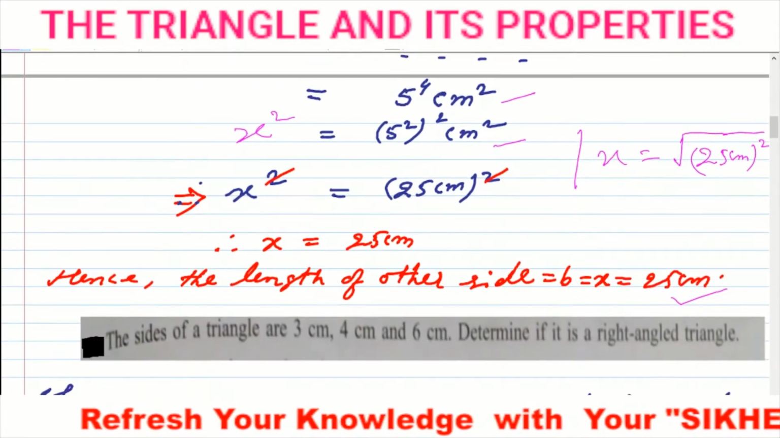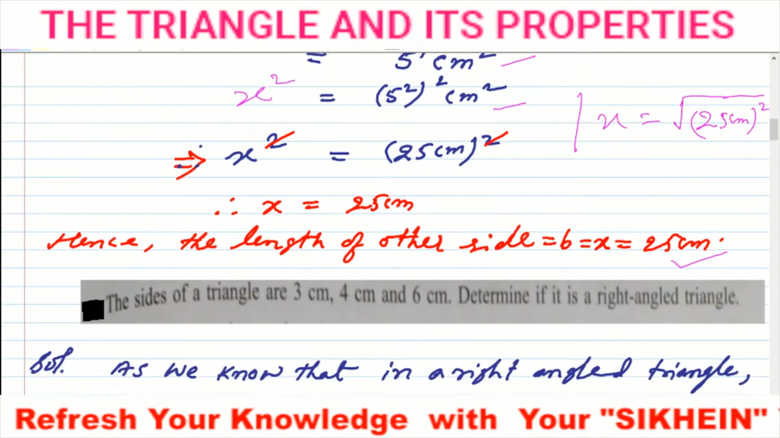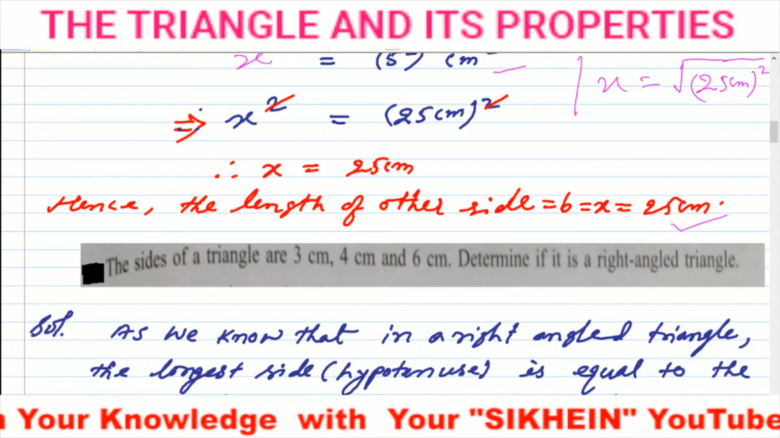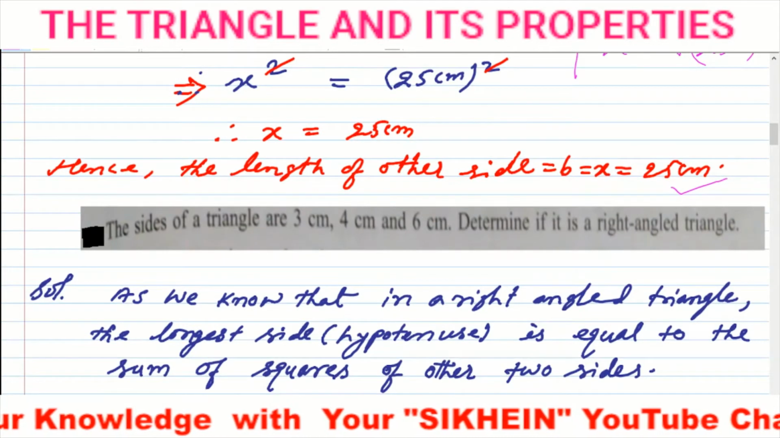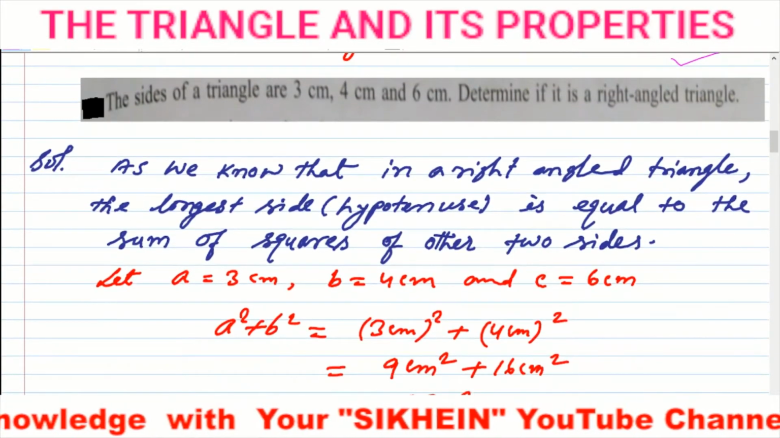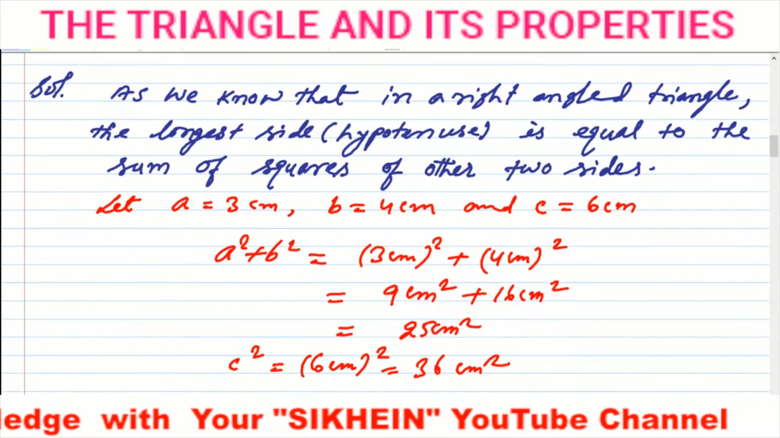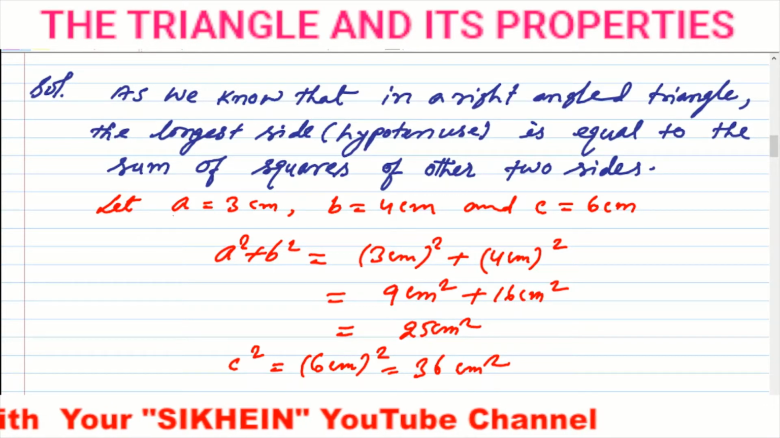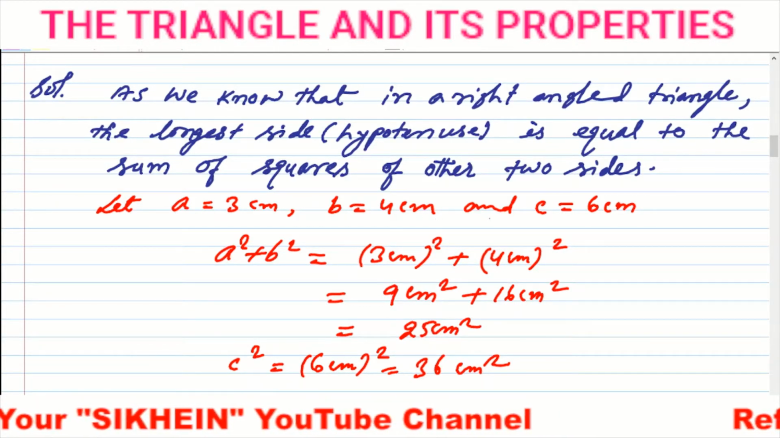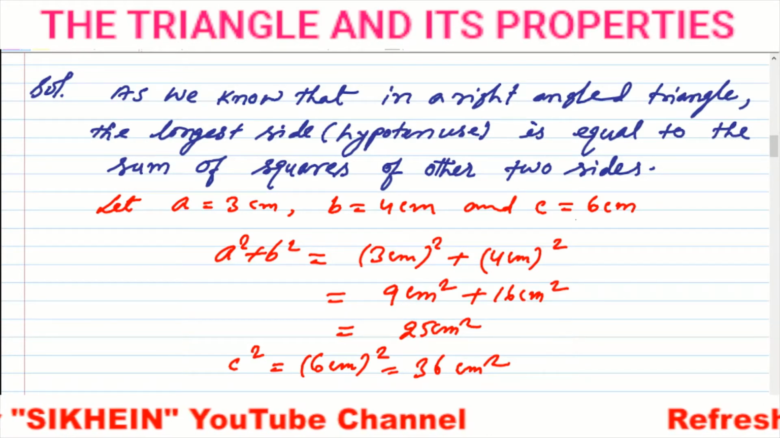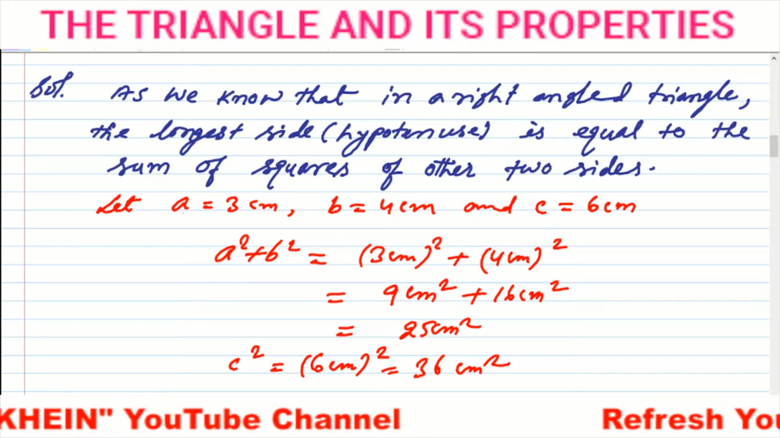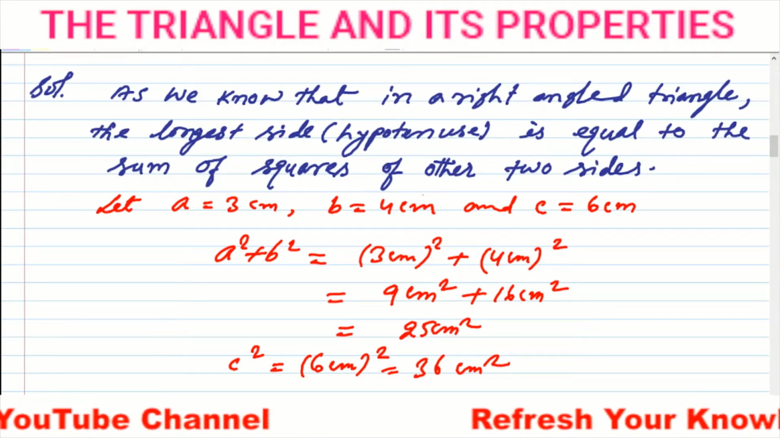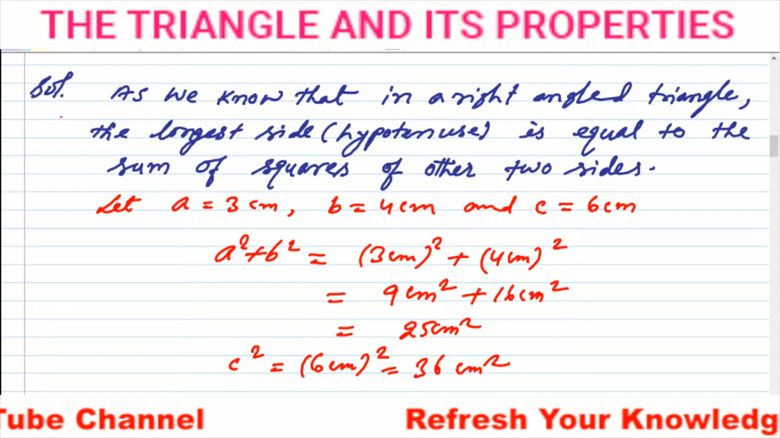Next question I have taken: the sides of a triangle are 3 centimeter, 4 centimeter and 6 centimeter. Determine if it is a right angle triangle or not. As we know that in a right angle triangle, the square of the longest side, the hypotenuse, is equal to the sum of squares of the other two sides. So again we repeat the above algorithm, that is, let a equal to 3 centimeter, b equal to 4 centimeter and c equal to 6 centimeter. If c square equal to a square plus b square, then it satisfies the condition of the Pythagoras theorem or statement which we have mentioned here.